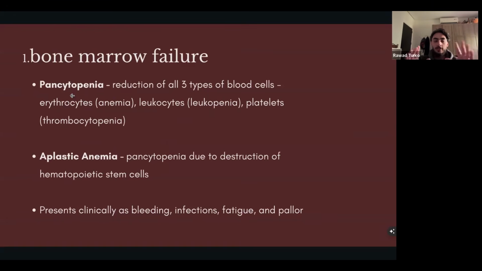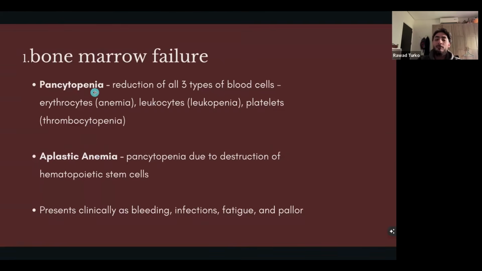So I want you to just get two things clear in your mind. Pancytopenia is a lab finding. When you do a CBC and you find a reduction in all three types of blood cells, erythrocytes, leukocytes, and platelets, that tells you this is pancytopenia. Now, pancytopenia can be a result of many different things. You can have drugs causing pancytopenia. You can have congenital diseases causing pancytopenia. But when we refer to pancytopenia because of destruction of hematopoietic stem cells, or in other words, a lot of the times it'll be bone marrow infiltration, that's when we recognize it as aplastic anemia.